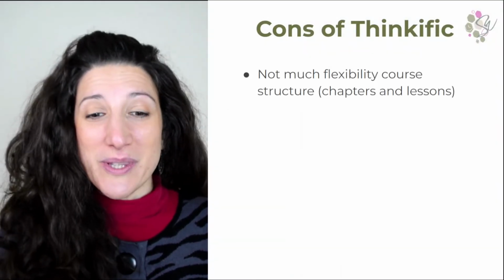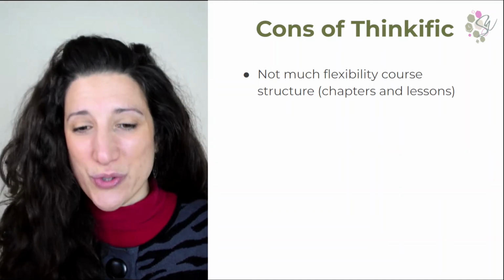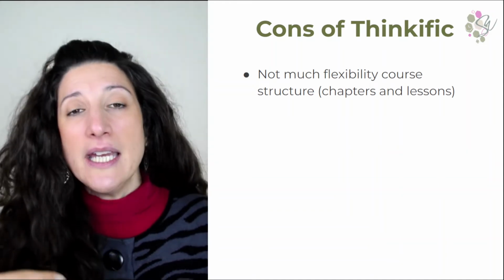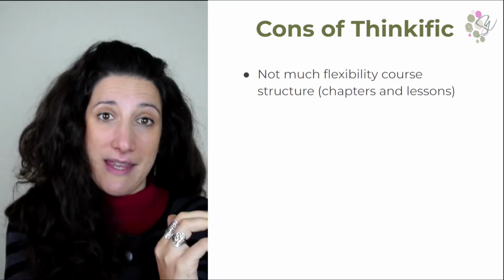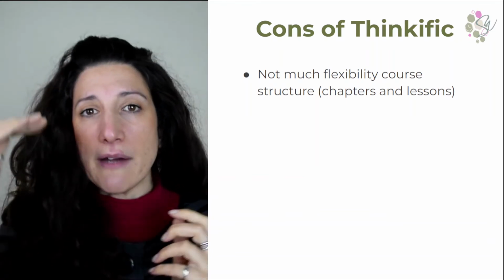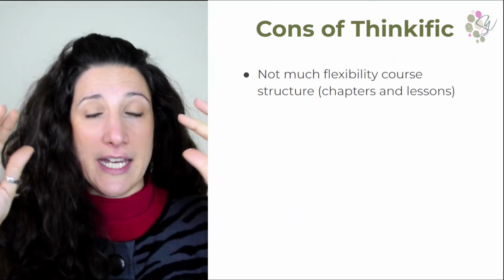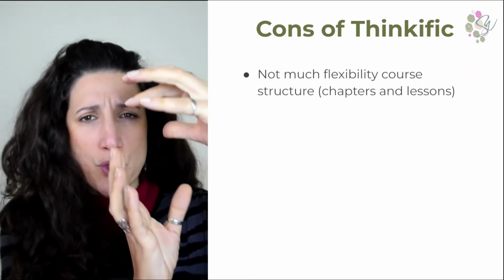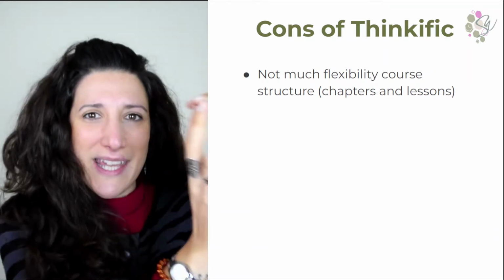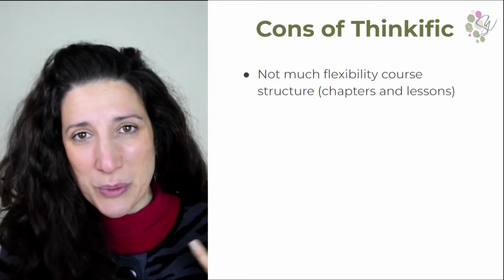So first of all, there's not much flexibility in the course structure. Unlike Kajabi, which has those 4 layers: you have the product name, the category, the subcategory, and then the lesson. In Thinkific, you have the course name, then a chapter and then a lesson. So you cannot really have a structure that says module 1, part A, part B, part C, that then has lessons underneath it, like you can do in Kajabi.